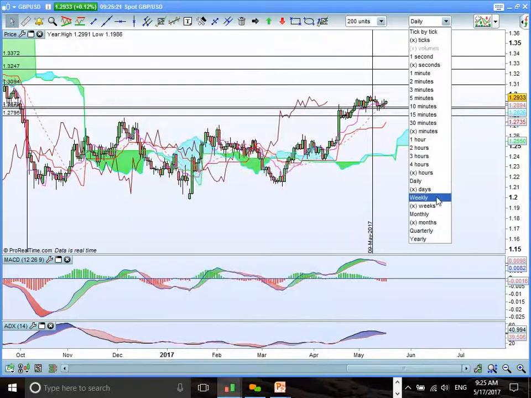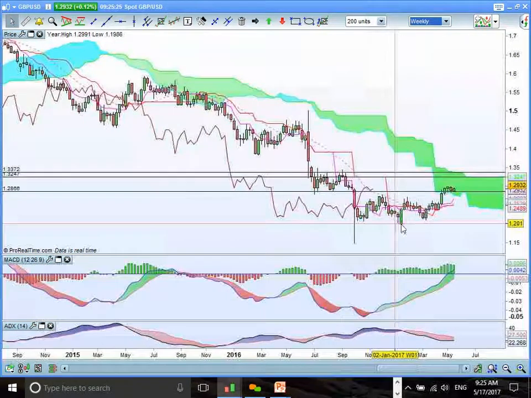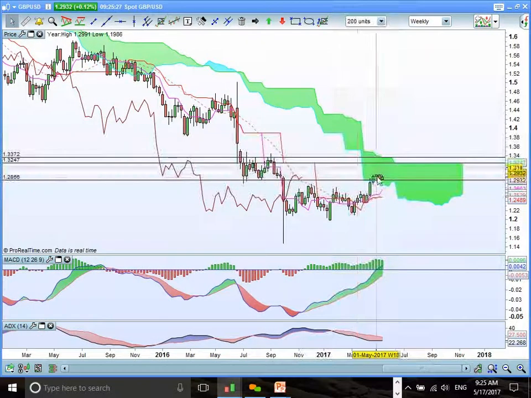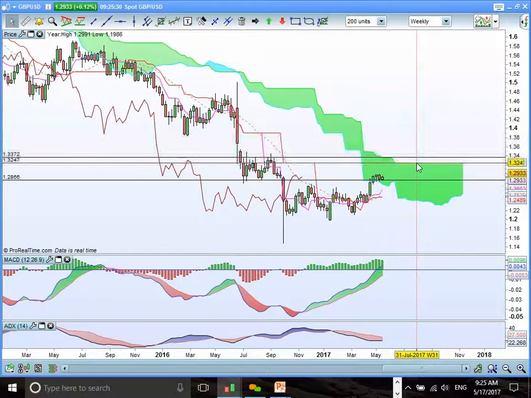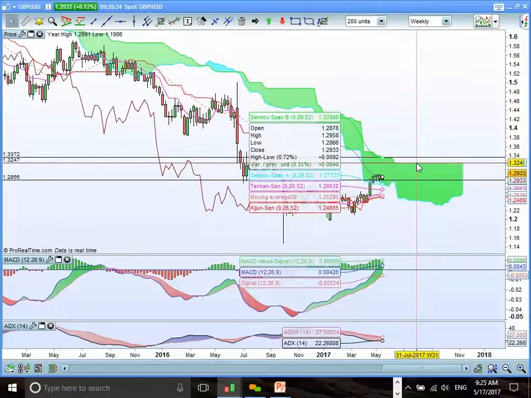Okay. Looking at the weekly, you can see here this cloud section is a significant resistance zone. A line in the sand for sterling is the 132.40 zone.